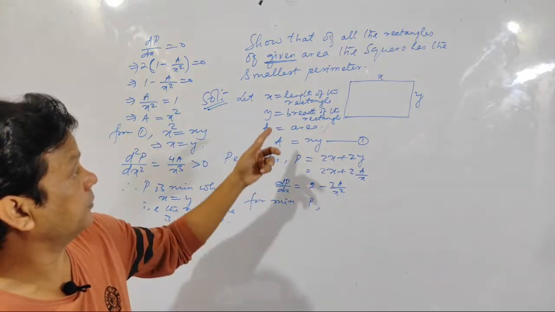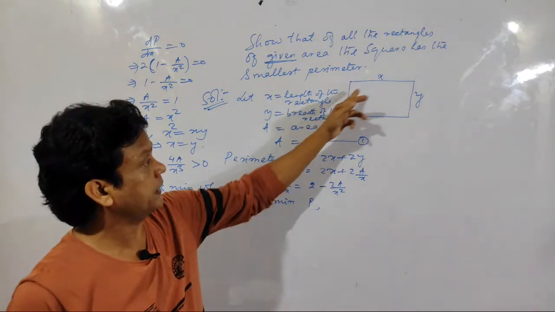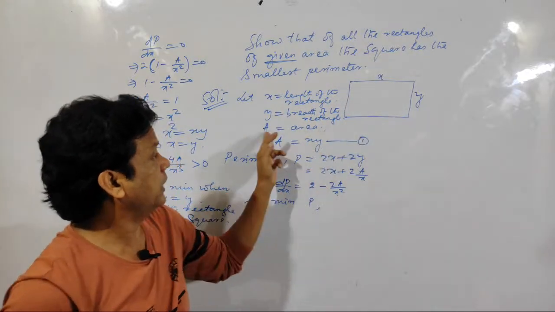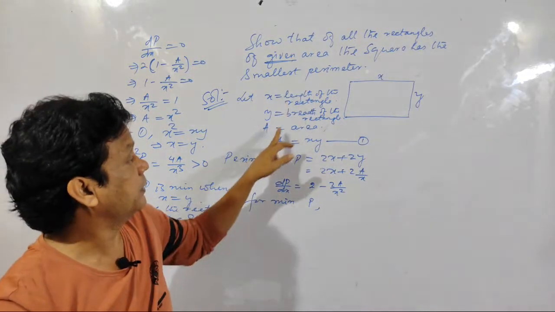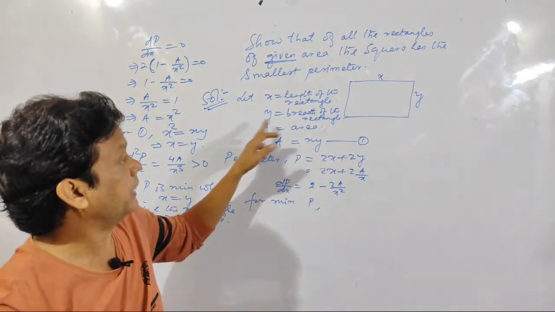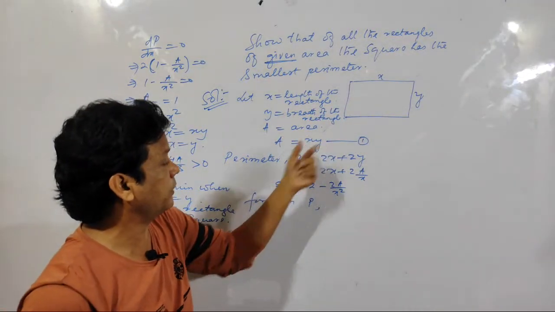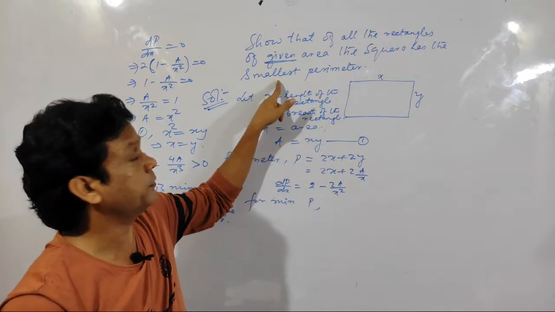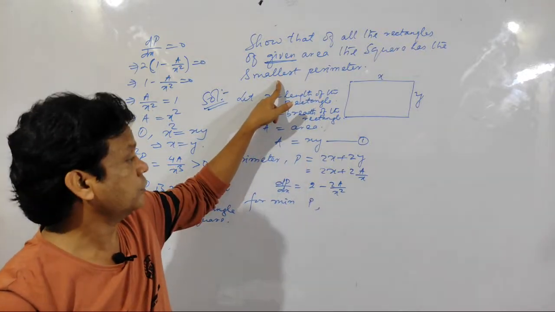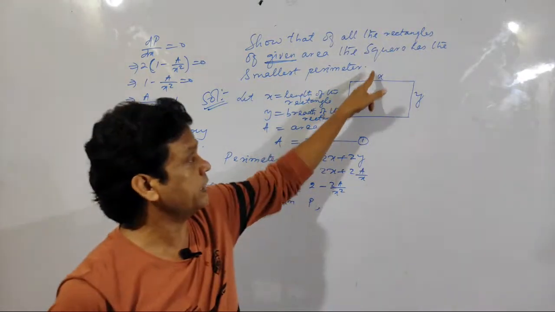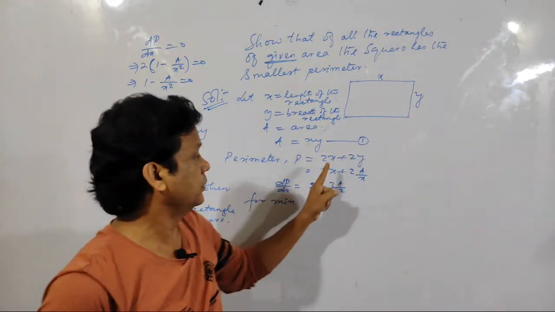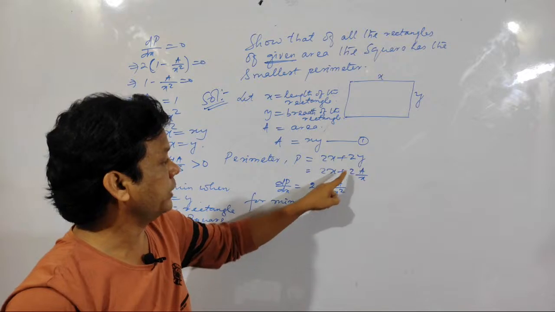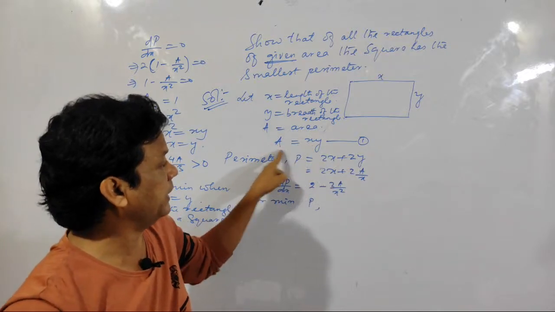Okay, I am repeating again. x is equal to length of the rectangle, y is the breadth of the rectangle, and A is the area, which is given. That means A is constant. So area is equal to length into breadth, so A is equal to x into y, and perimeter P is equal to, and you have to show perimeter is minimum, smallest means minimum. So what is the formula for perimeter? Twice of length plus twice of breadth. So 2x plus 2y. So in place of y I am writing A by x.